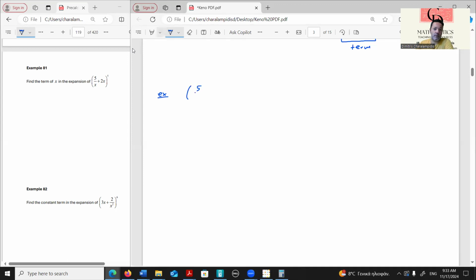No, it's not that. It's (3x + 2/x²), and all that to the power of 6. Let me write that in a more clear way. We need to find the constant term. First of all, let's understand what constant term is.